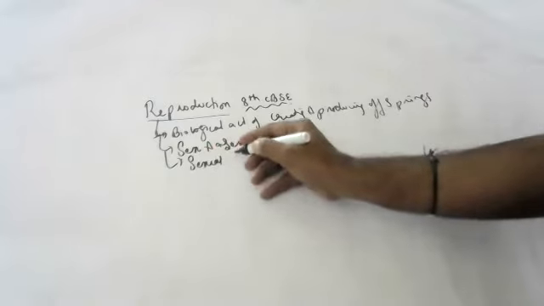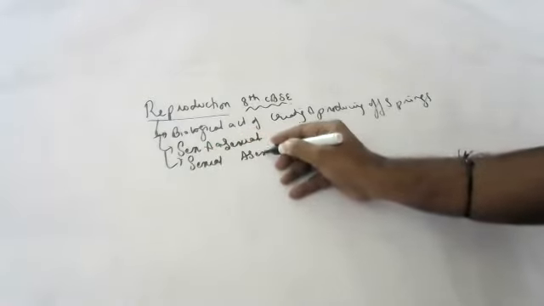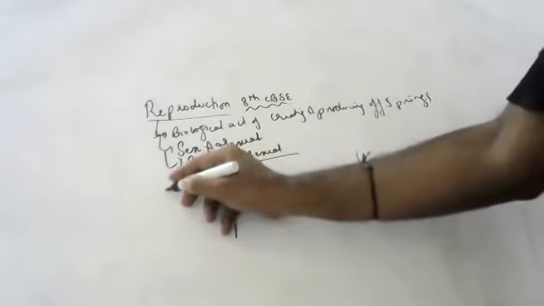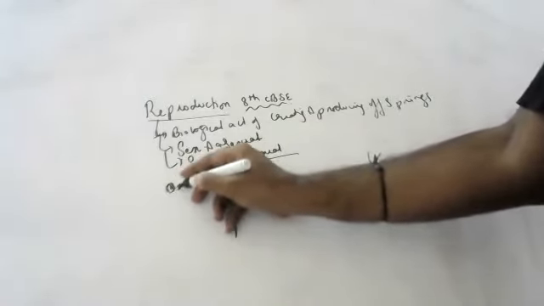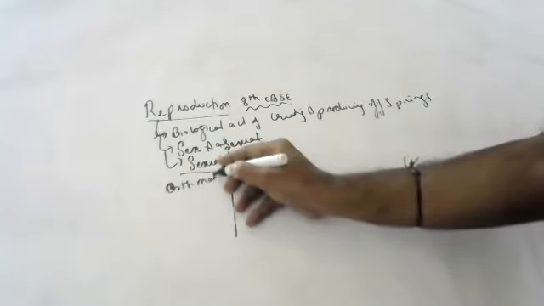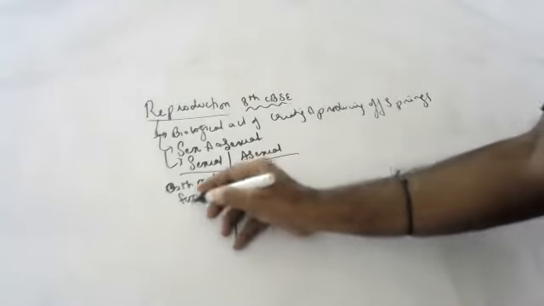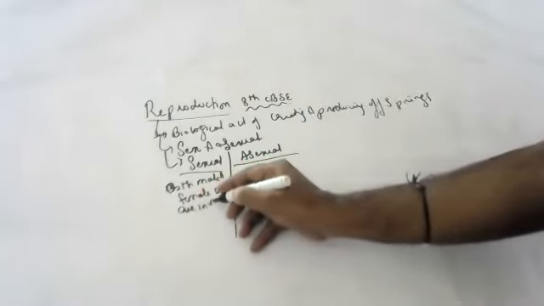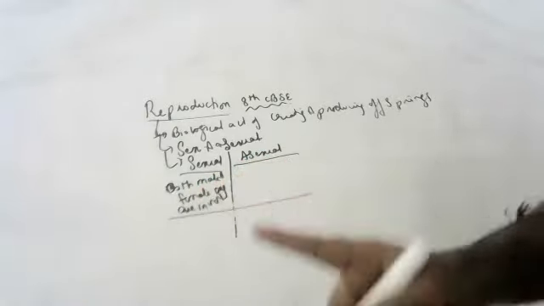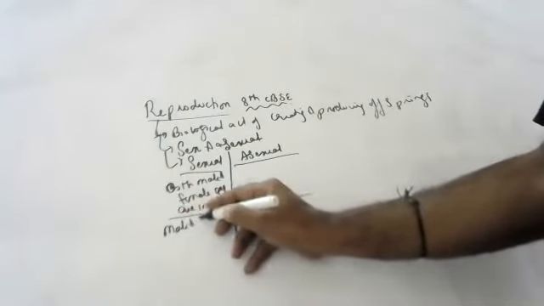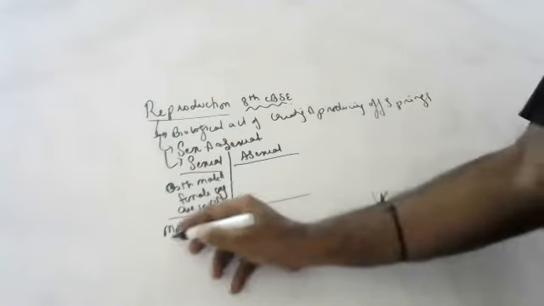Please see here, children. Everyone is copying, no one is sitting idle. Difference between sexual and asexual. Children, in sexual reproduction, both male and female organisms are involved. Because both male and female organisms are involved, try to understand, children, male and female gametes are formed.